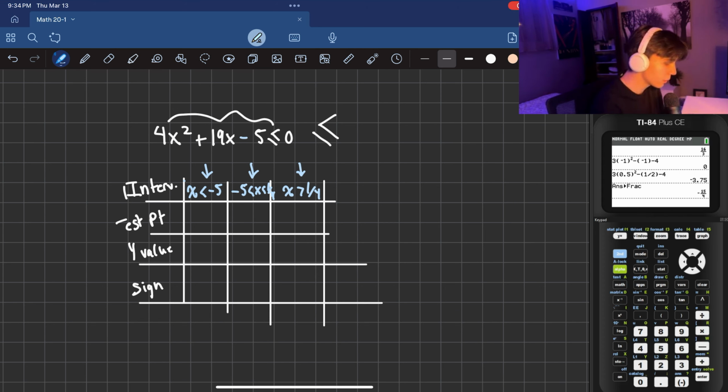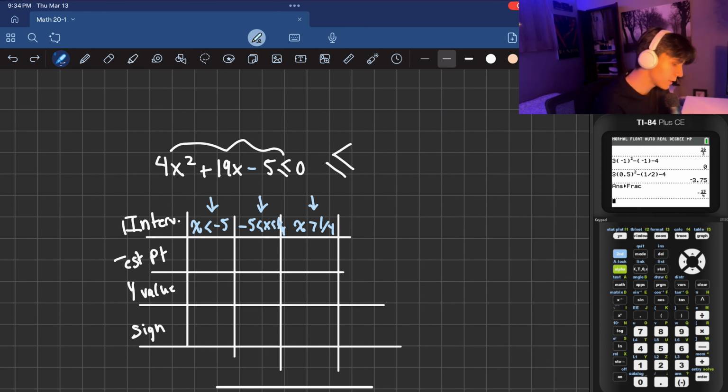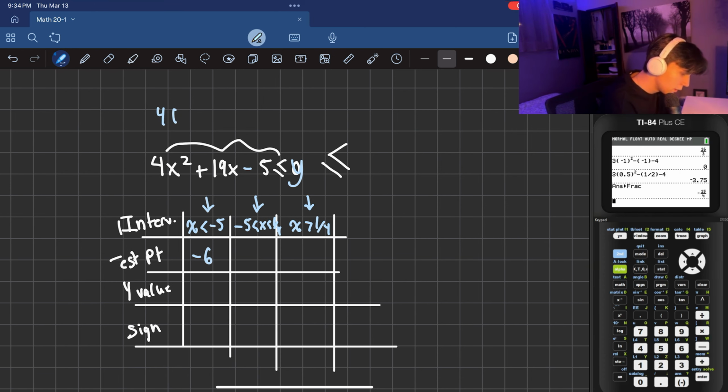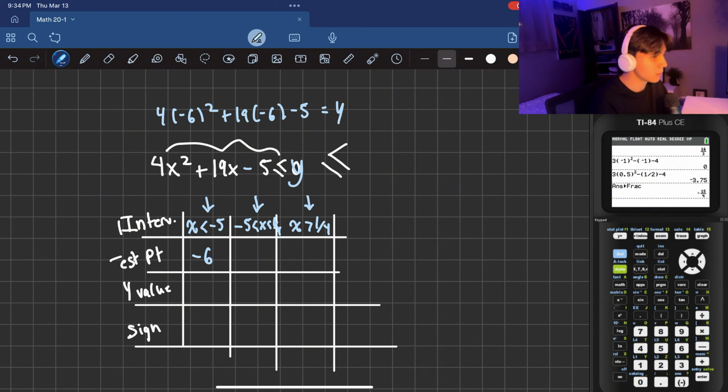So any number less than -5, we're going to plug back into our original line. In this case, a number less than -5 could be like -6, right? So write that down, -6. And this side is going to be y, so whatever it outputs is going to be your y value. So 4 times -6 squared plus 19 times -6 minus 5 equals y. Now just put that all in your calculator.